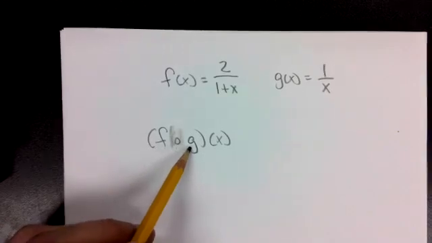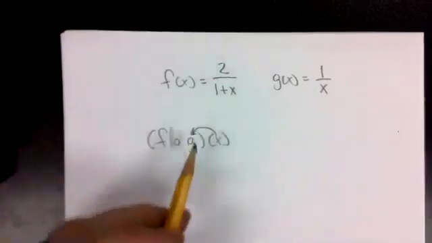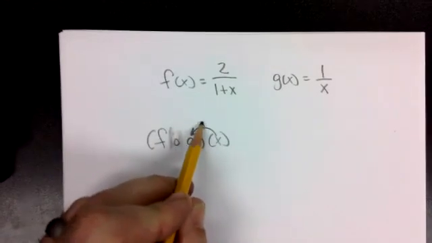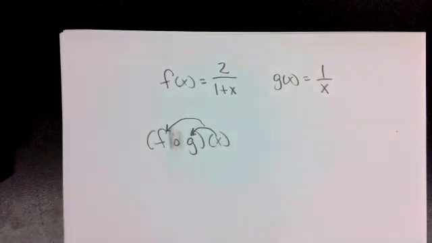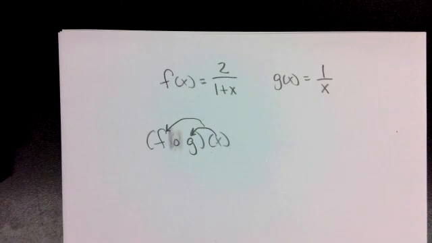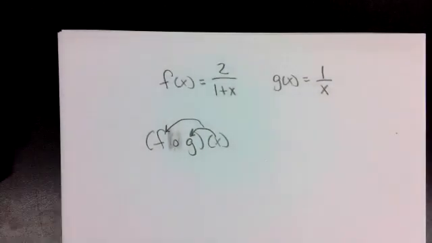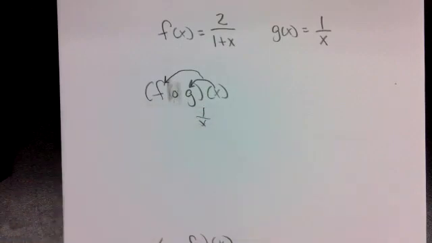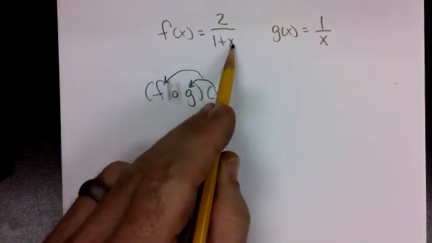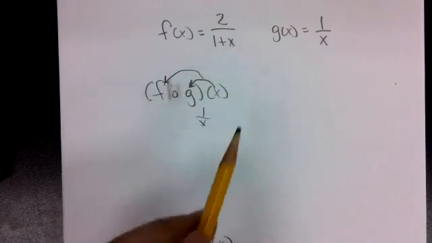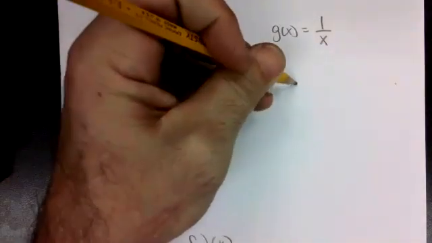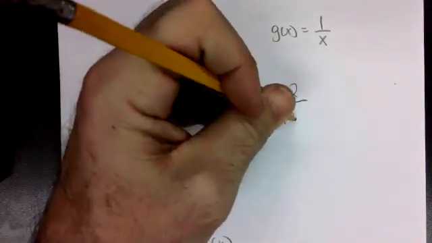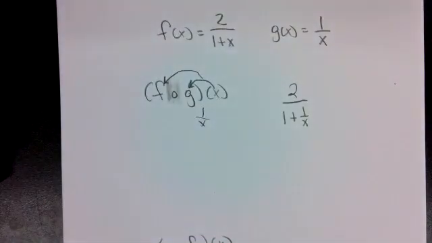So again, if we want to find the f of g of x, we're basically going to take this g of x function, and we're going to plug it into the f function. So again, g of x is that 1 over x. And we're going to put that in place of the x here of the f function. So what we're going to get is 2 over 1 plus 1 over x.